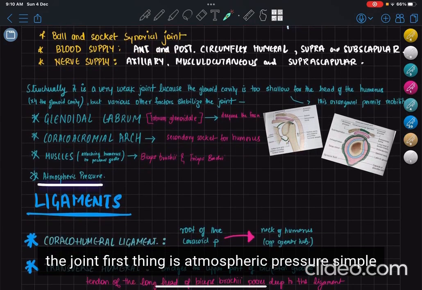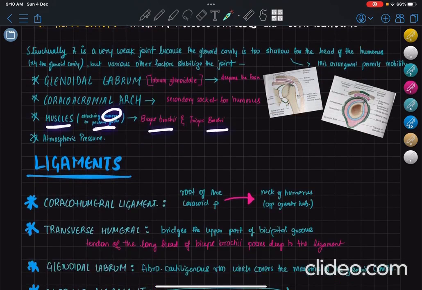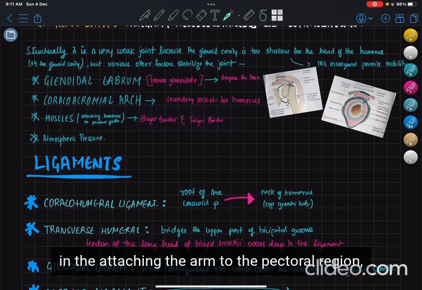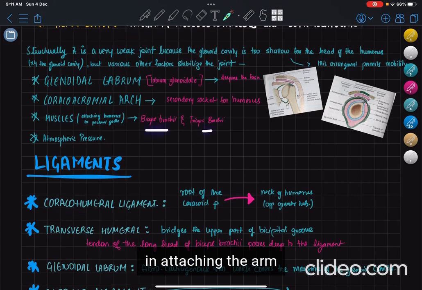First thing is atmospheric pressure. Simple, forget about that. Next is muscles. So the muscles which are attaching the humerus to pectoral girdle: biceps and triceps. So why not pectoralis major? Because even that has its insertion on humerus and it's originating from somewhere from your pectoral region. These muscles are there in the arm, and their only attachments are there in the pectoral region, so they're attaching the arm to the pectoral region. But pectoralis major's bulk of the muscle is there in the pectoral region, so it's not doing a great job in attaching the arm to the pectoral girdle. That's why we're not mentioning pectoralis major here, only biceps and triceps.